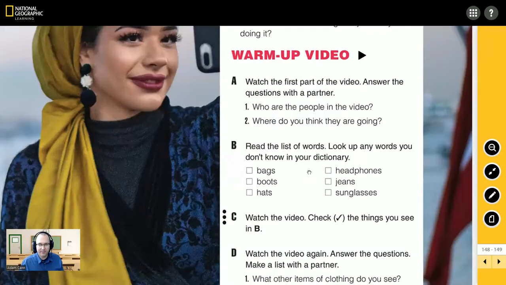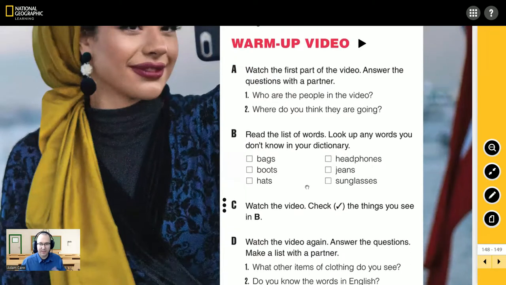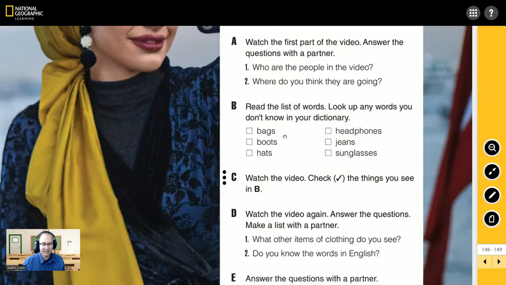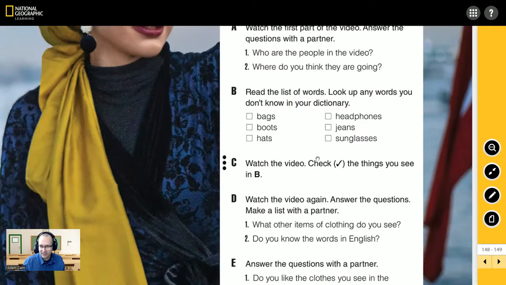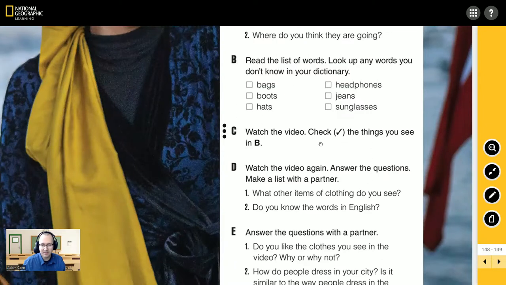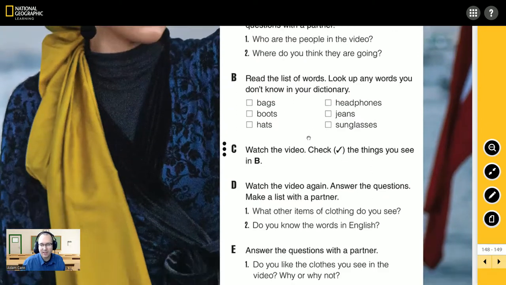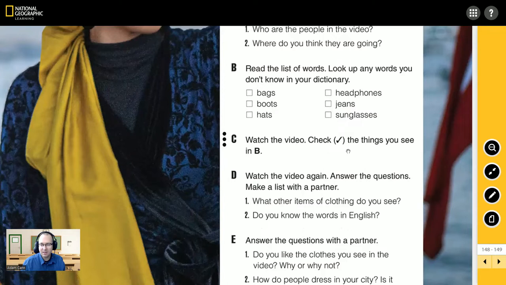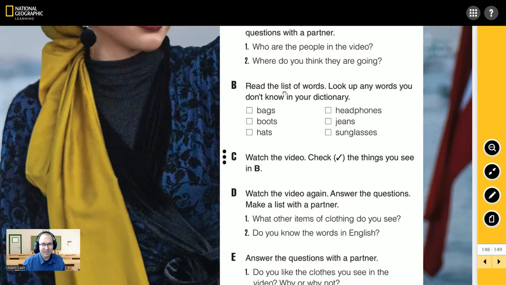And this is why I'm very happy that we have the subtitles. So again, turn the subtitles on below. They'll be Korean. If they're not there, then do the automatic subtitles. Okay, so we're going to watch the video and check the things you see in B, and B is here. So read the list of words, look up any words you don't know. For example, bags, boots, hats, headphones, jeans, and sunglasses.